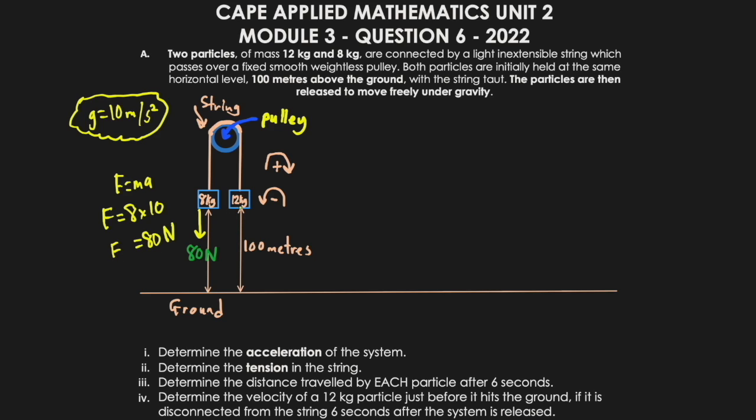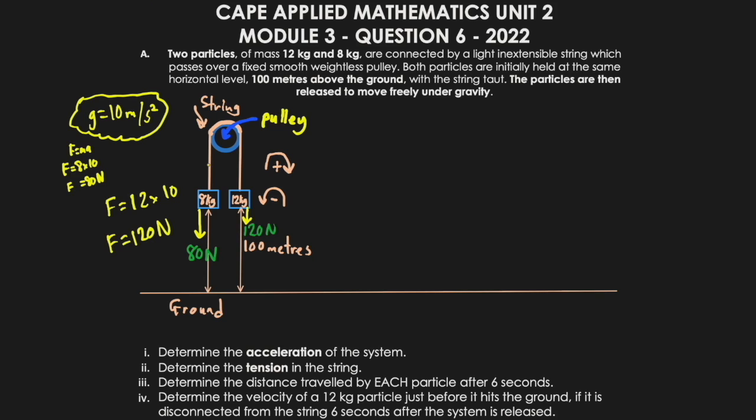We have another particle here that has a mass of 12 kilograms. If we apply the same concept to the 12 kilogram particle, we would have 12 times the acceleration due to gravity again, which is going to be 10. Therefore, the force would be 120 newtons. So we know that this force here is 120 newtons.